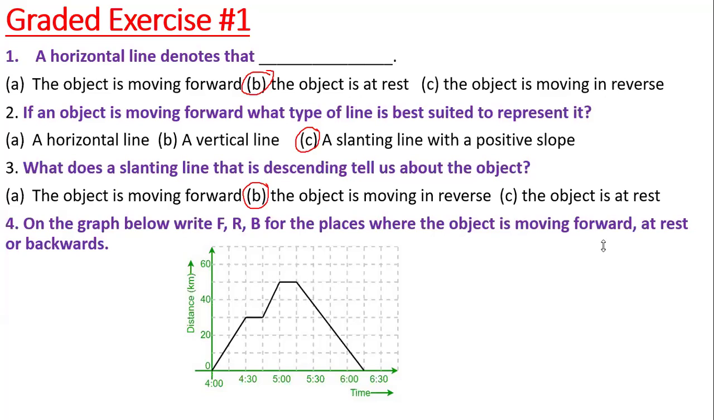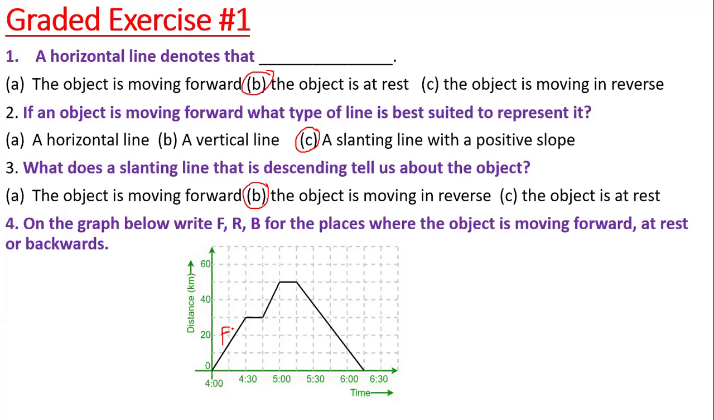On the graph below, write F, R, B. So we're going to write F for forward, R for resting, and B for backward. Okay, so first off, what is forward? That forward right there from 0 to between the 40. This is forward. Okay.